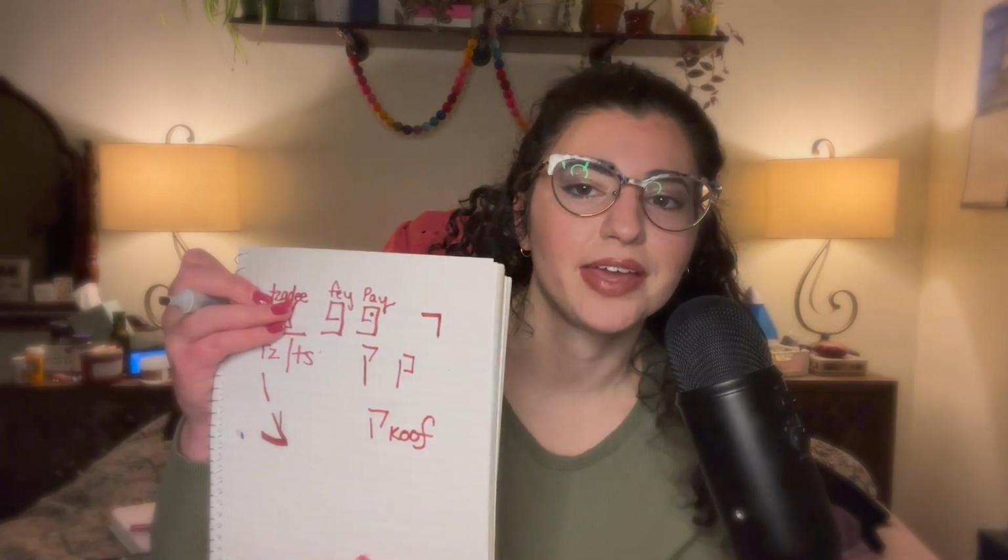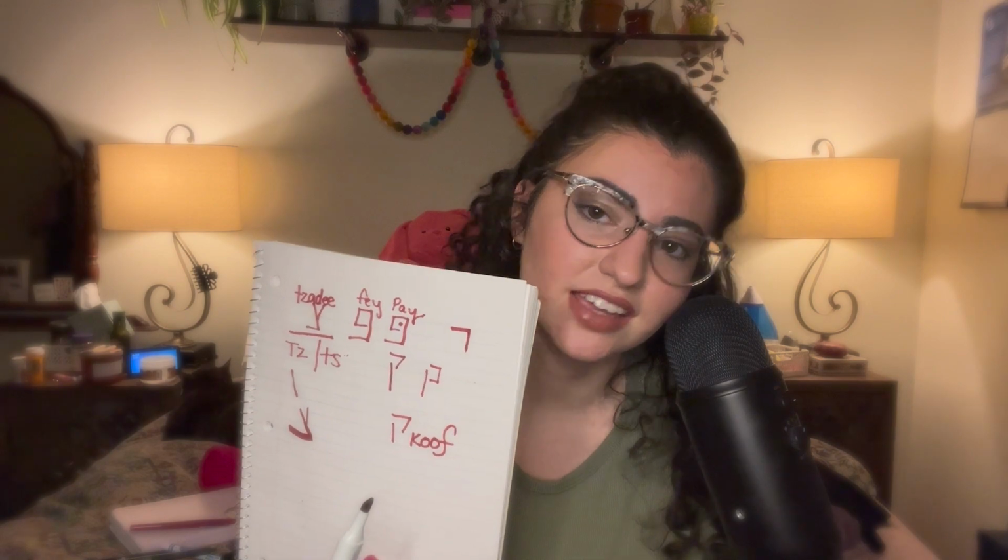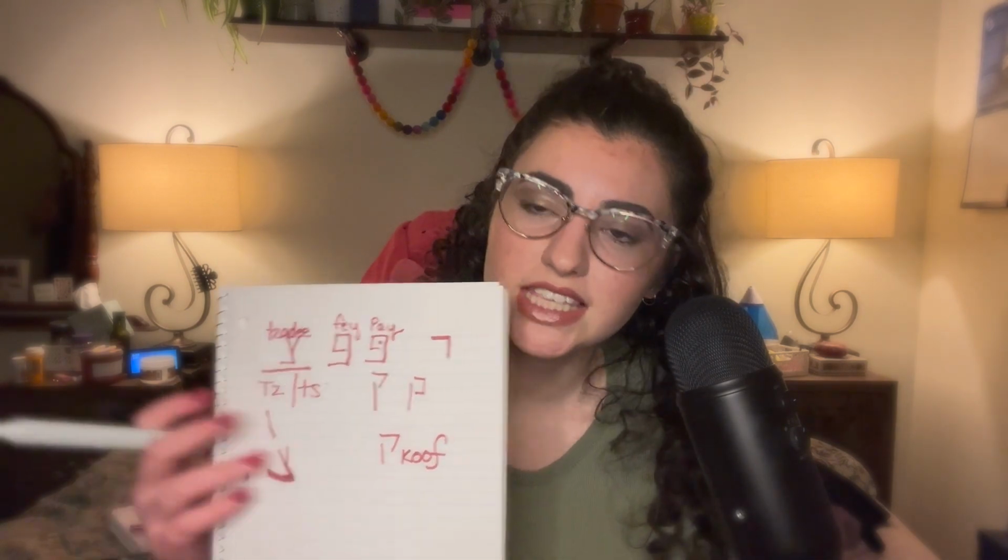Next we have Koof. I always do Koof wrong. I'm pretty sure it's this. Koof. So now we have another letter making the same sound, like Kaf and Koof. This is very confusing for some kids.